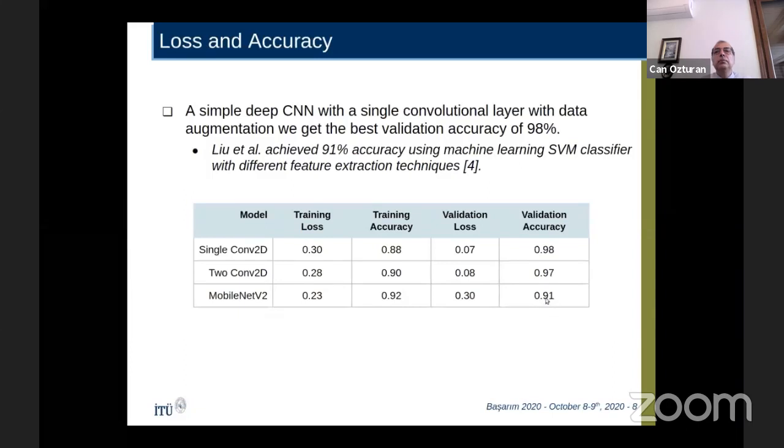transfer learning. Now it should be noted here that the authors actually achieved a 91% accuracy using this same data set. However, what they implemented was some pre-processing and image processing techniques, and then applied a support vector machine. So you can see that there is a huge boost in terms of performance accuracy based on our results and the results that were obtained by previous authors.